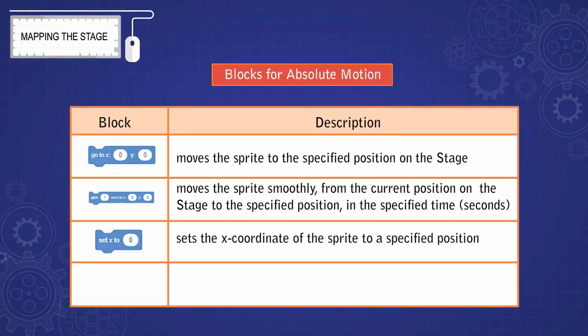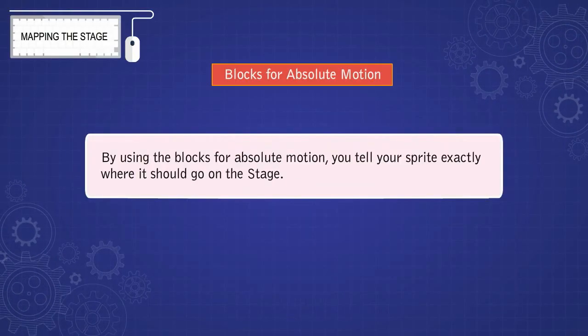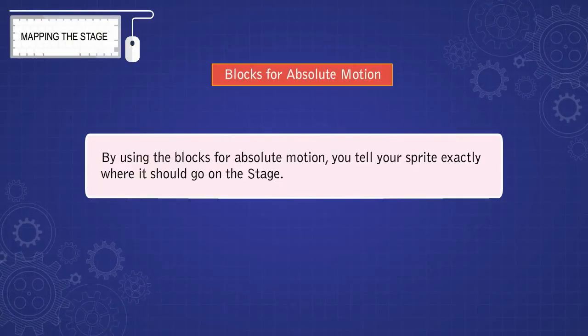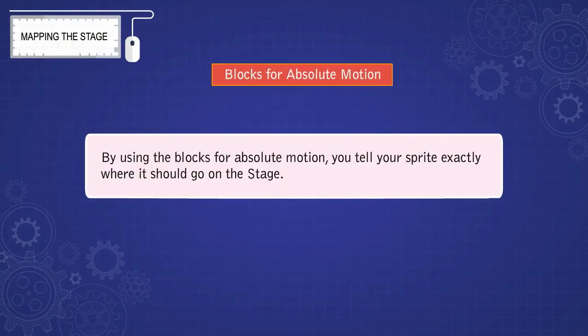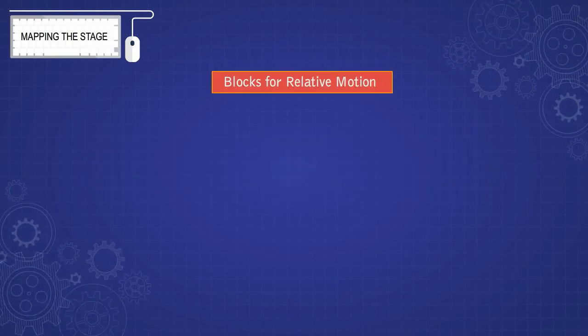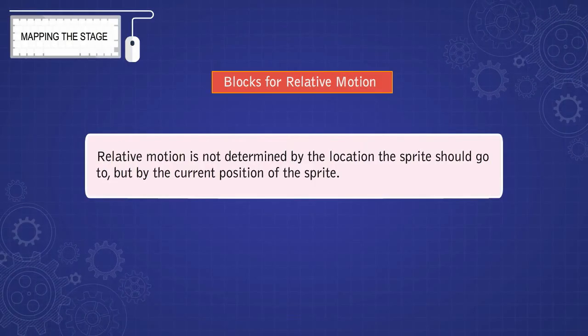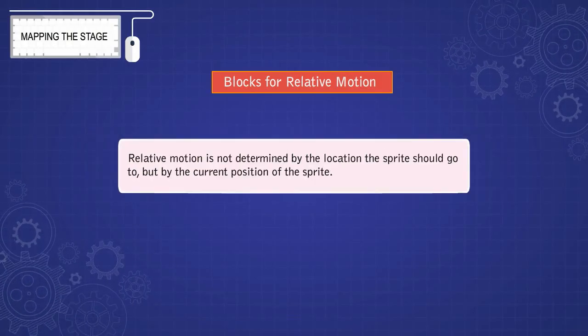Set x to 0. Sets the x-coordinate of the sprite to a specified position. Set y to 0. It sets the y-coordinate of the sprite to a specified position. By using the blocks for absolute motion, you tell your sprite exactly where it should go on the stage. Blocks for relative motion. Relative motion is not determined by the location the sprite should go to, but by the current position of the sprite.